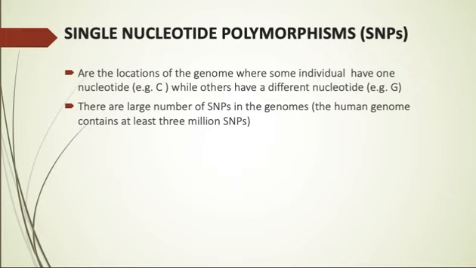Then the last one you have is a single nucleotide polymorphism, or we also call it SNPs. These are located in the genome where some individuals have one nucleotide, for example C, while others have a different nucleotide, for example G. There is a large number of SNPs in the genome, and the human genome contains at least 3 million single nucleotide polymorphisms, right? So there is a change in only a single nucleotide base.